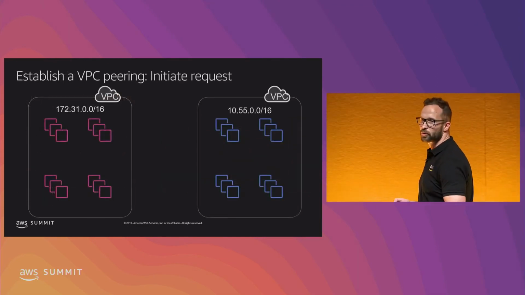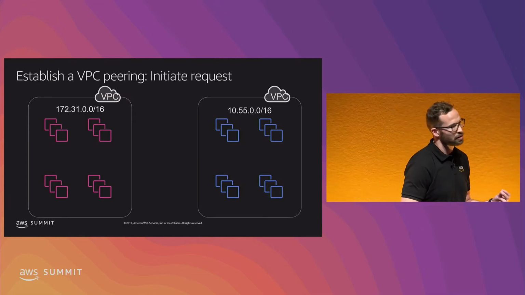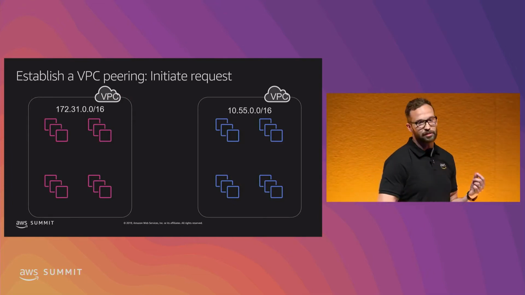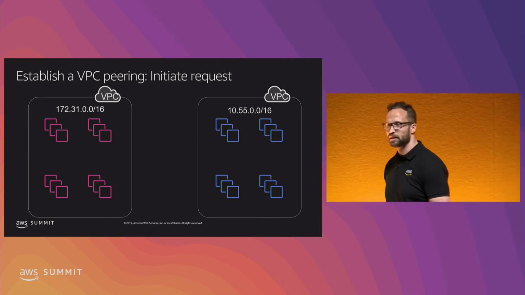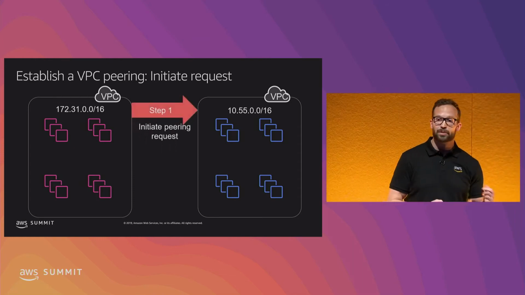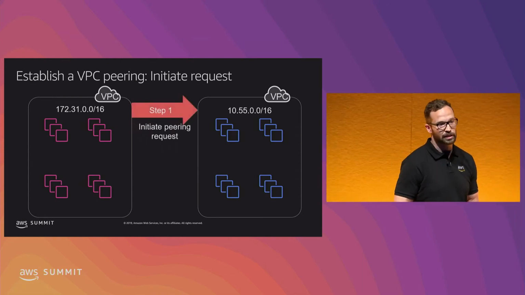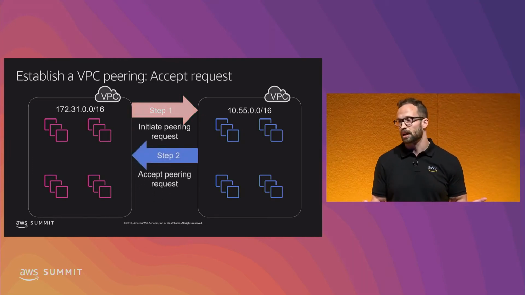From a setup point of view, establishing a VPC connection is very much a decentralized process. So the owner of each VPC is making a decision to establish that peering with the owner of the other VPC. So in this case, the owner of the VPC on the left is going to send a peering request to the owner of the VPC on the right, and then the owner of the VPC on the right will accept that request, and the peering is established.